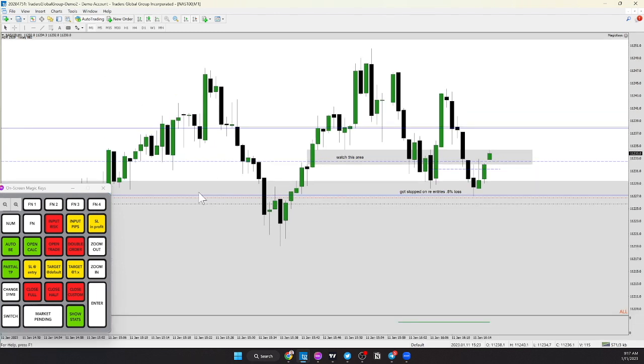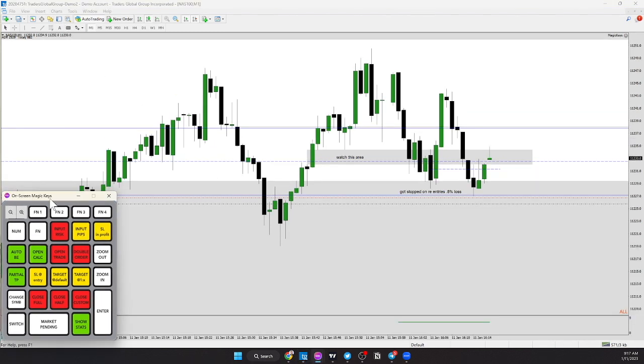So that's the loss right there. That was $86, I think. So it's 0.8%. I have a $10,000 account, so $80 is 0.8% of that account. So you can see now we're working back within that gray box, and I'm looking for an opportunity to go back long again because the levels are still valid.